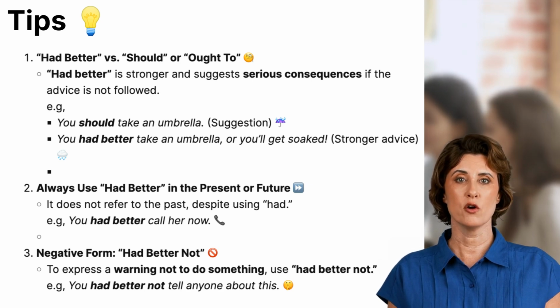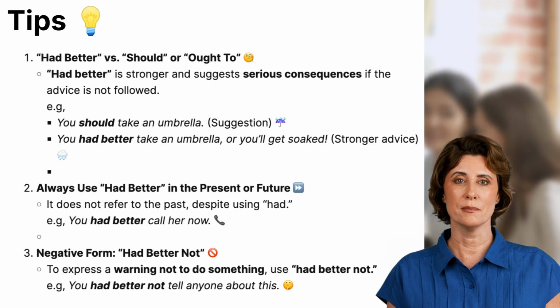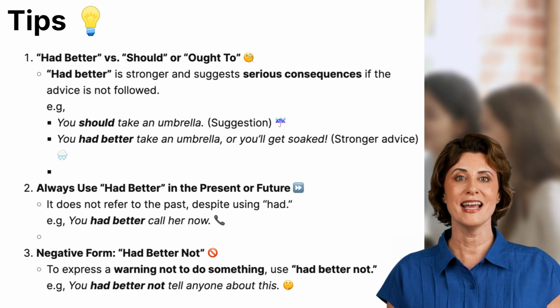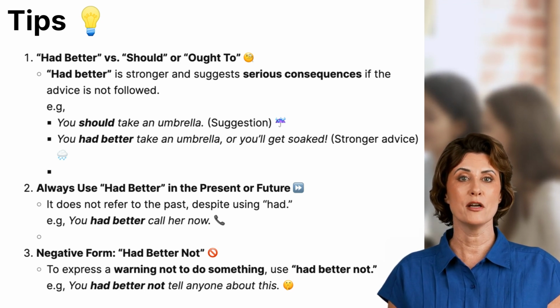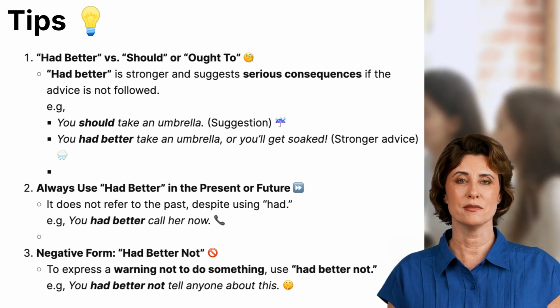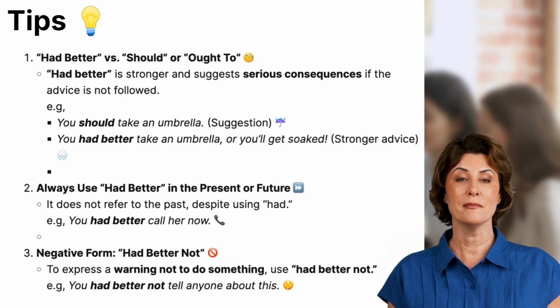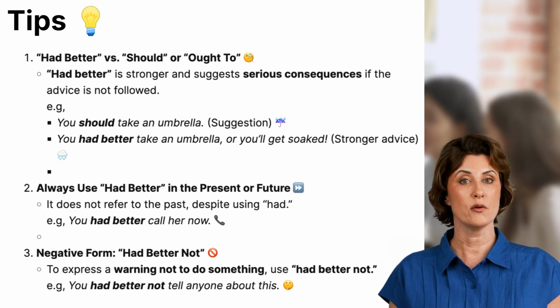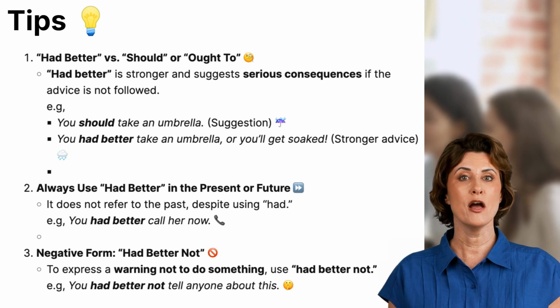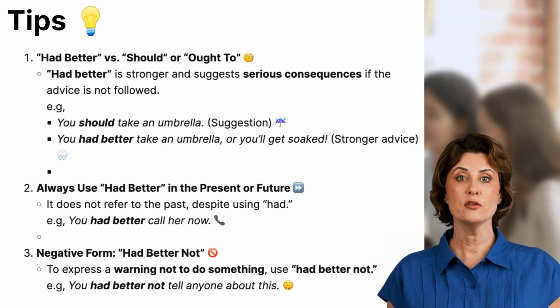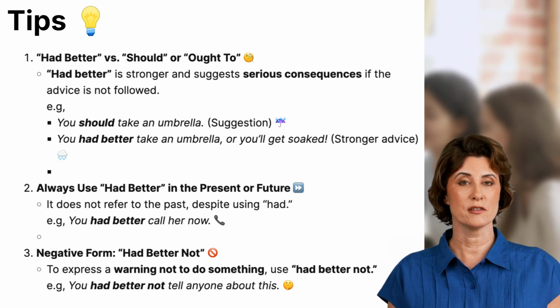"Had better" is stronger and suggests something bad could happen if the advice is ignored. Example: You had better take an umbrella or you'll get soaked. If you don't, there will be a negative result. If you want to emphasize importance and consequences, use "had better." 2. Always use "had better" in the present or future. Even though it includes "had," this phrase does not refer to the past. It is used for present or future situations.